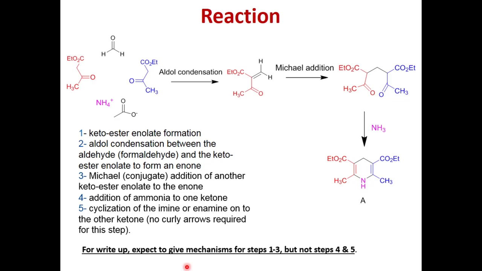So in the write-up, you will be expected to give the mechanisms for steps 1, 2, and 3, but not for 4 and 5. And you can simply state that at that point you get an addition of ammonia and cyclization to give the final product A, a 1,4-dihydropyridine.